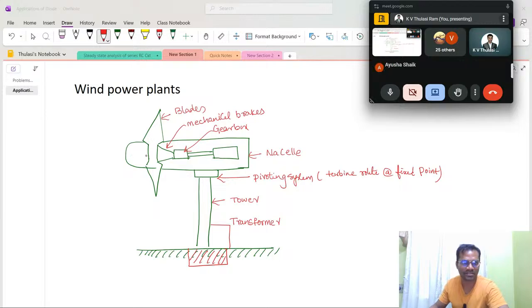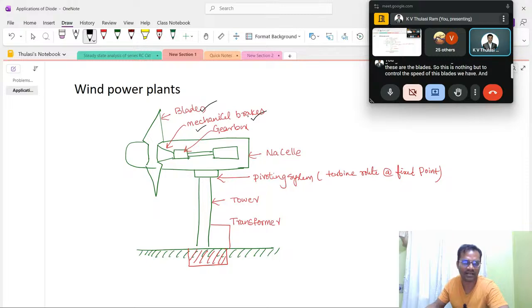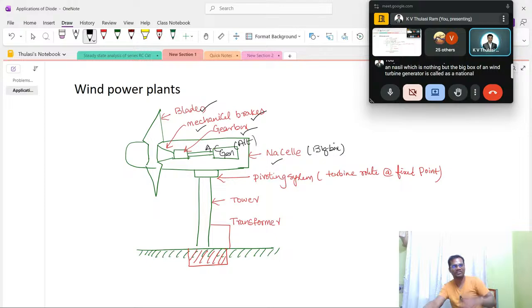Okay. So the first part we have is the blades. To control the speed of these blades we have mechanical brakes, and to increase the speed of this rotation we have a gearbox, and this gearbox is connected to a generator. What kind of generator is this? An AC generator, called an alternator. All these parts are present in one component called the nacelle, which is the big box of a wind turbine generator. All the components are only in the nacelle.